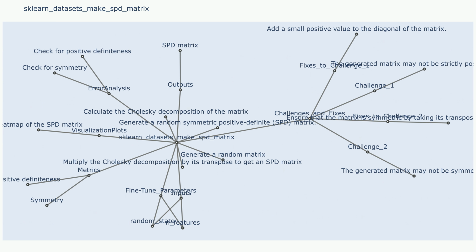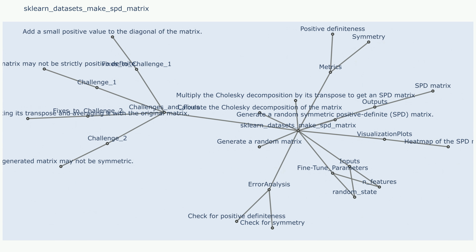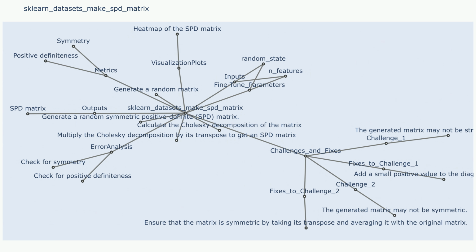Determinant. The determinant of the generated matrix is a measure of its volume. Trace. The trace of the matrix is the sum of its diagonal elements and is related to the average eigenvalue. Visualization plots. Heat map. Visualize the SPD matrix using a heat map to understand the distribution of its elements and identify potential patterns. Eigenvalue spectrum. Plot the eigenvalues of the SPD matrix to analyze its spectral properties and understand its scaling behavior.